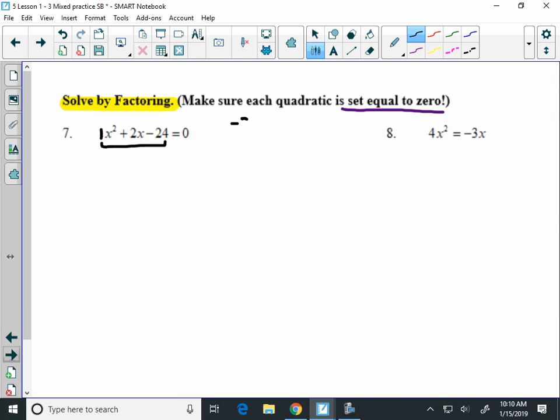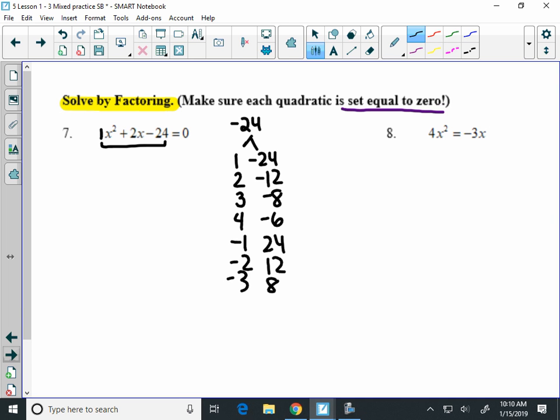1 times negative 24 is negative 24. Because I'm multiplying to be a negative, I need one positive and one negative number. I'm going to start with positive 1 and negative 24, 2 and negative 12, 3 and negative 8, 4 and negative 6. Now I need to switch my positives and negatives to give me my other options. So negative 1, positive 24, and so on. So that is my complete list of factors of negative 24.